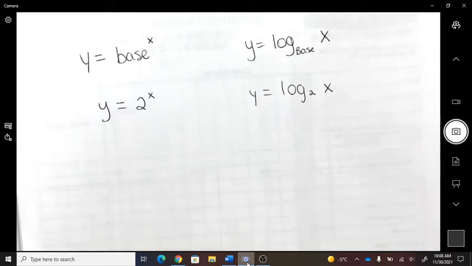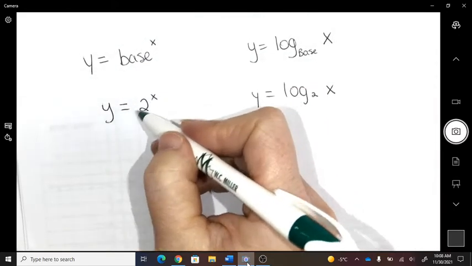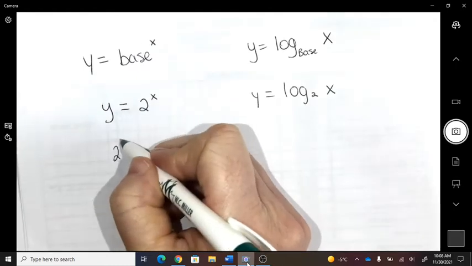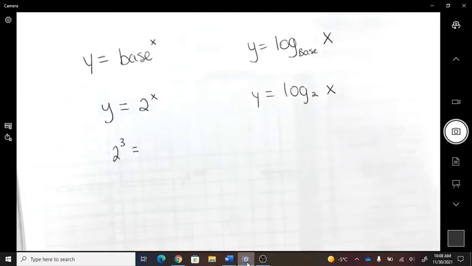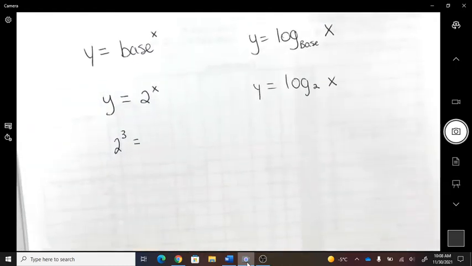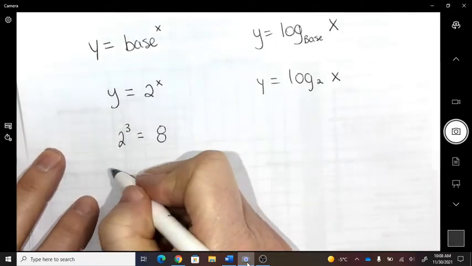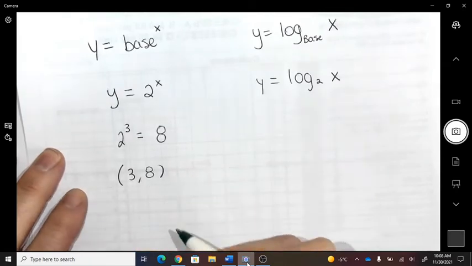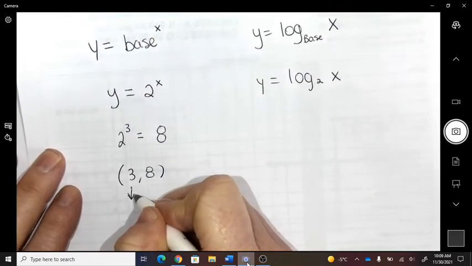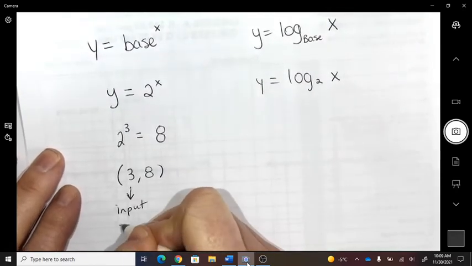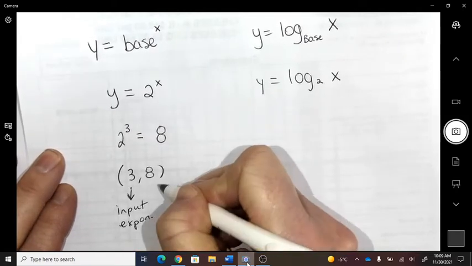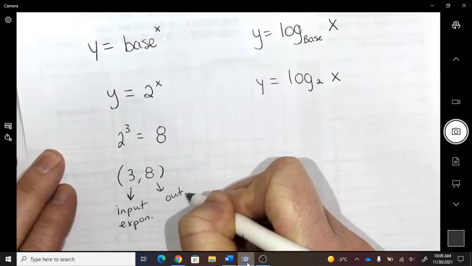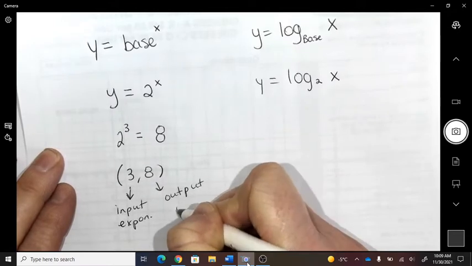So let's say that I use an x value of 3. What's the result there? 8. So the coordinate would be 3, 8. Okay, so the input is the exponent and the output is the result.